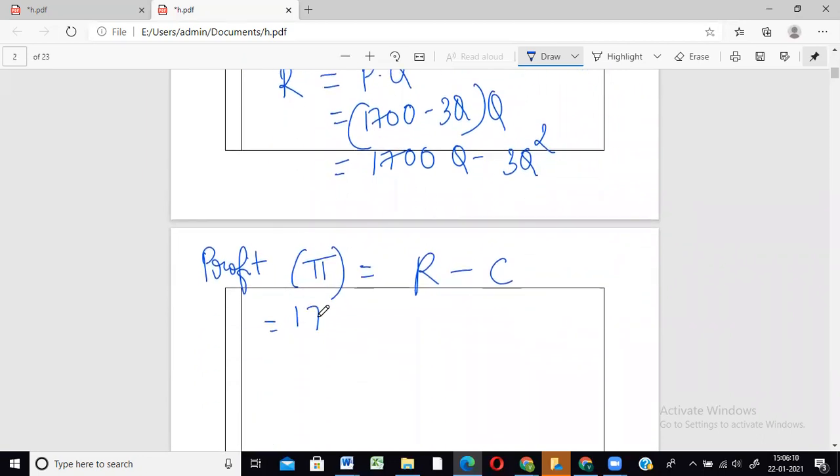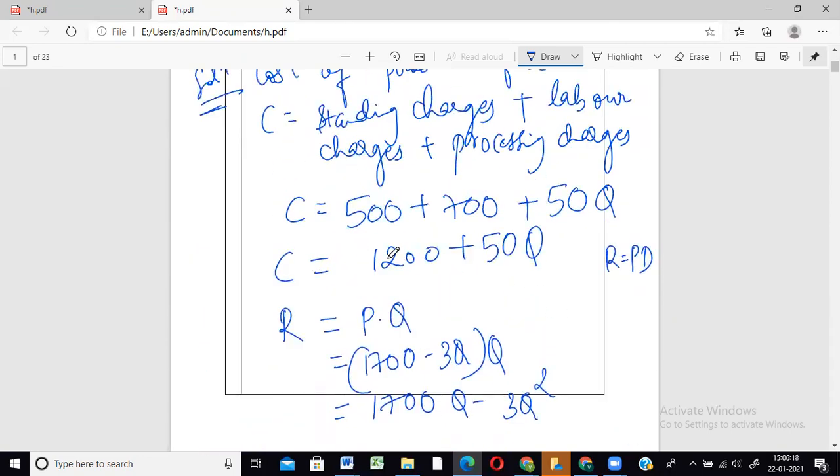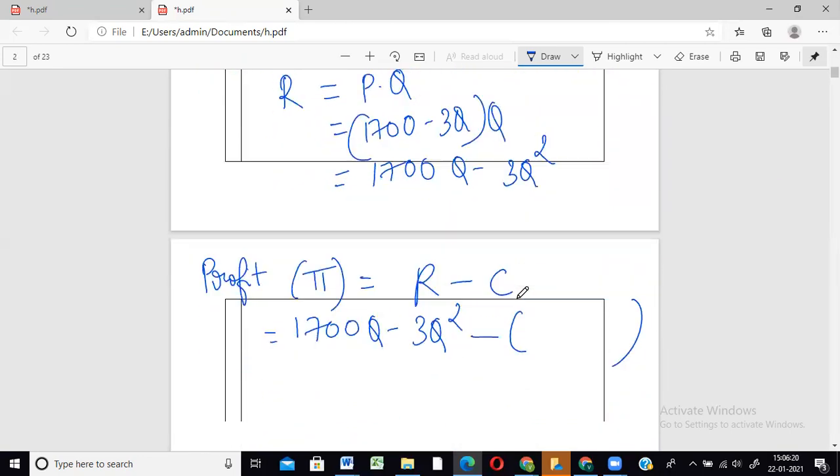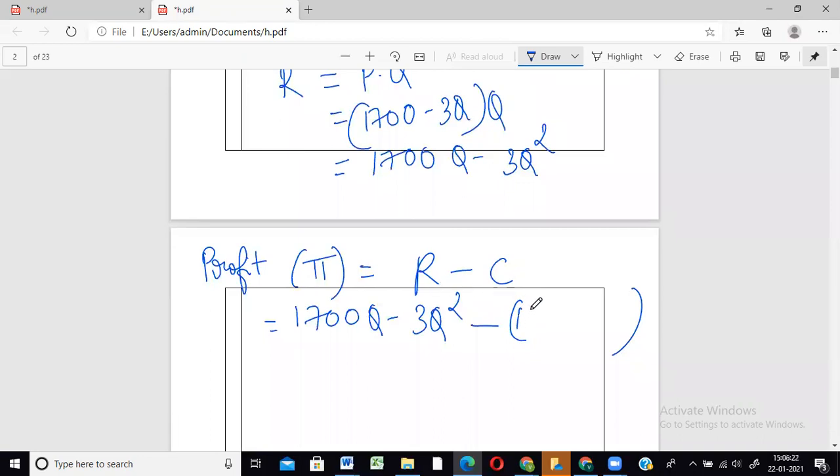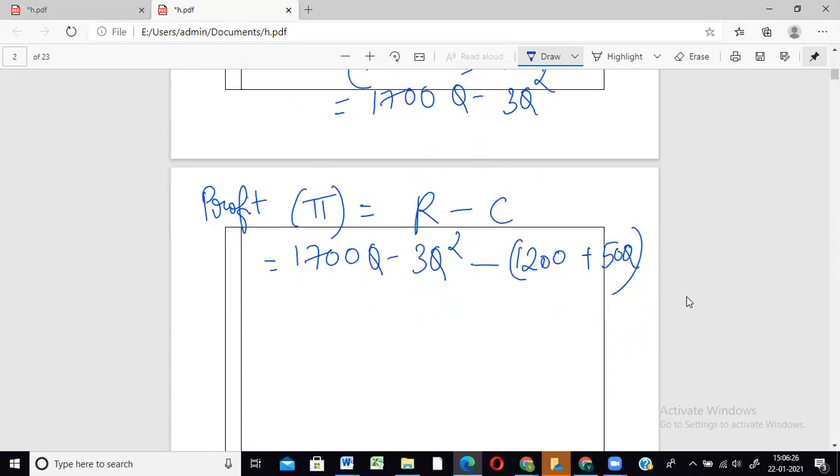So this is 1700Q minus 3Q square minus C, your cost function. What is your cost function? 1200 plus 50Q. So this is nothing but 1700Q minus 3Q square minus 1200. This minus, so that is why minus 50Q.